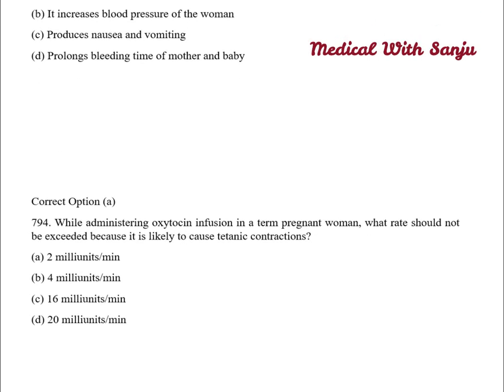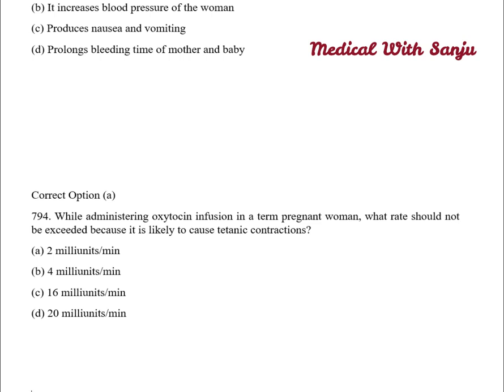Question number 794. While administering oxytocin infusion in a term pregnant woman, what rate should not be exceeded because it is likely to cause a tetanic contraction? Option A, 2 milliunits per minute. Option B, 4 milliunits per minute. Option C, 16 milliunits per minute. And option D, 20 milliunits per minute. 16 milliunits per minute. Option C is the right answer.